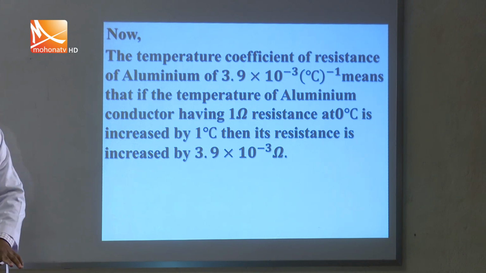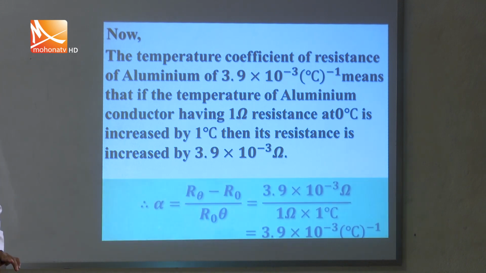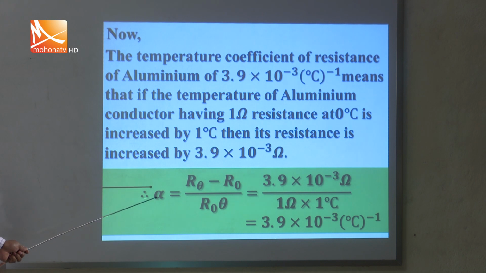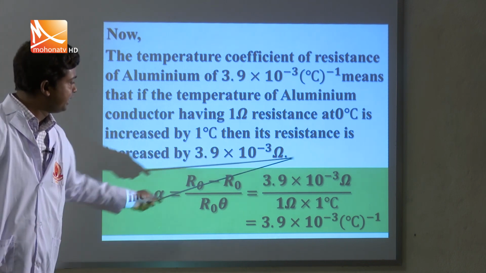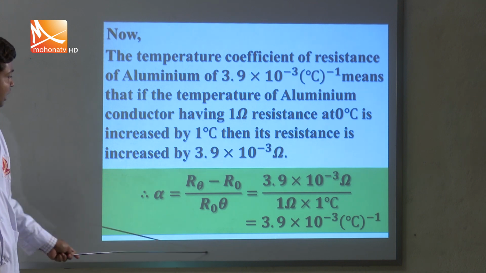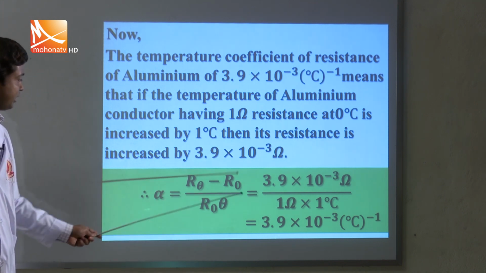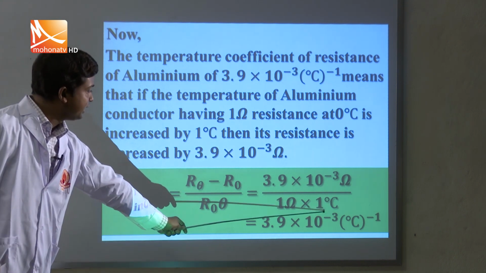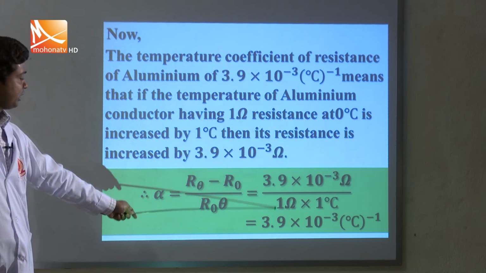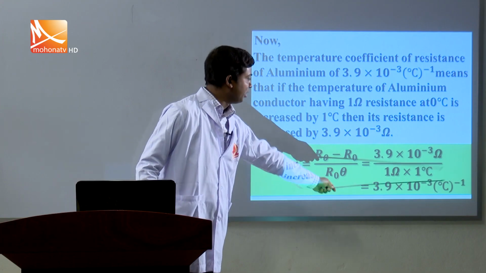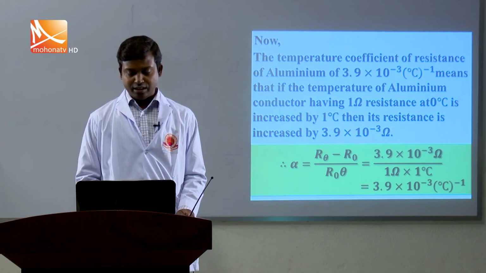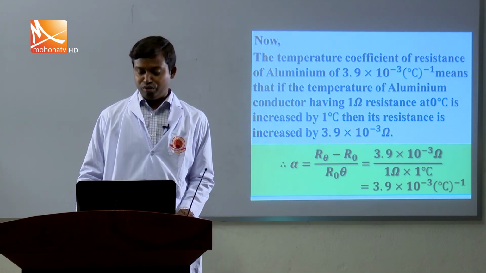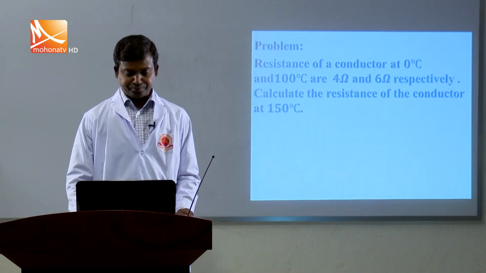So, this is the temperature coefficient of resistivity. And mathematically, you can write alpha equals R theta minus R naught over R naught theta. Putting in the values, R theta minus R naught is the increase of resistance, R naught from the definition is 1 ohm, and delta theta, or simply theta, is the increase of temperature, which is 1 degree Celsius or 1 Kelvin. Then from this calculation you get 3.9 times 10 to the power minus 3 per degree Celsius. So, this is the temperature coefficient of resistivity or resistance.